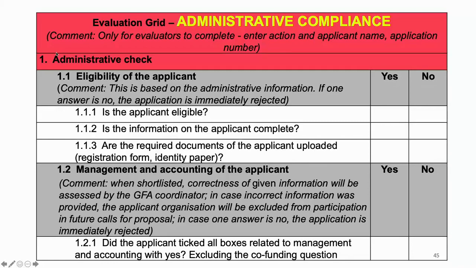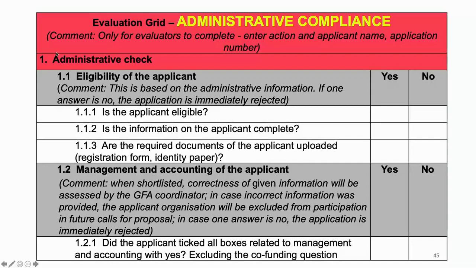Management and accounting of the applicant. Here you need to specify that on the shortlisted applicants, we will come and verify and do a due diligence check before your contract is awarded. 1.2.1: Did the applicant tick the above boxes related to the management and accounting with a yes? In your application, we asked, do you have a computer-based system? Do you have procurement processes? Anti-corruption systems? Those questions you need to answer yes.